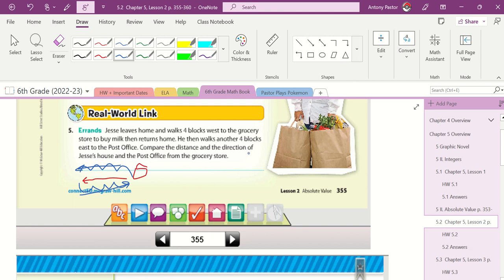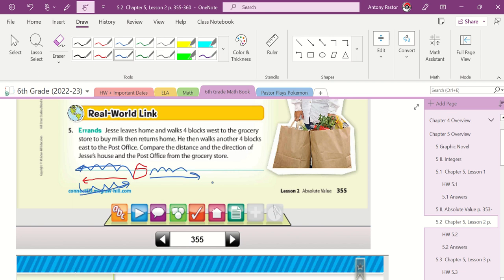Compare the distance and direction of Jesse's house and the post office. He walks another 4 blocks to the east. 1, 2, 3, 4. So the post office and the grocery store, if we're comparing, are exactly the same amount of distance. One's just to the east and one's to the west. They're both 4 blocks away. Their absolute value is 4 blocks, or 4.